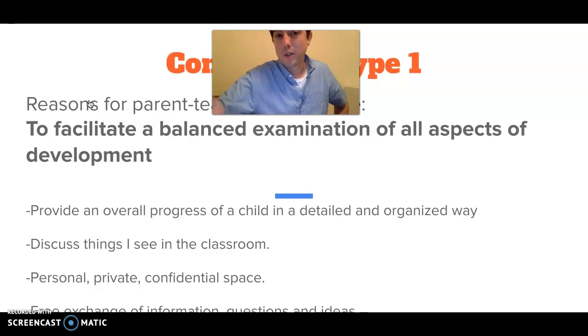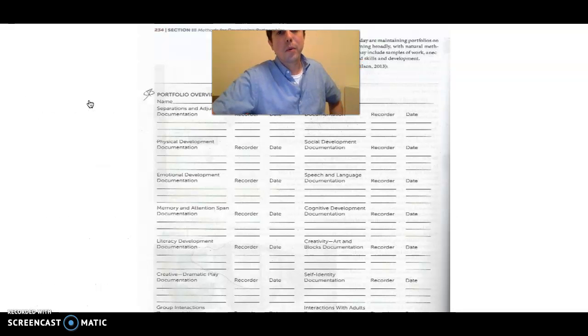What a great way to use in-class examples to show the parent what's been going on. And use this as a personal, private, confidential space inside the conference room. Free exchange of information, questions, and ideas are encouraged. Here is the portfolio checklist that I pulled from the textbook, and I'm going to run over some examples that I've seen in my classroom.